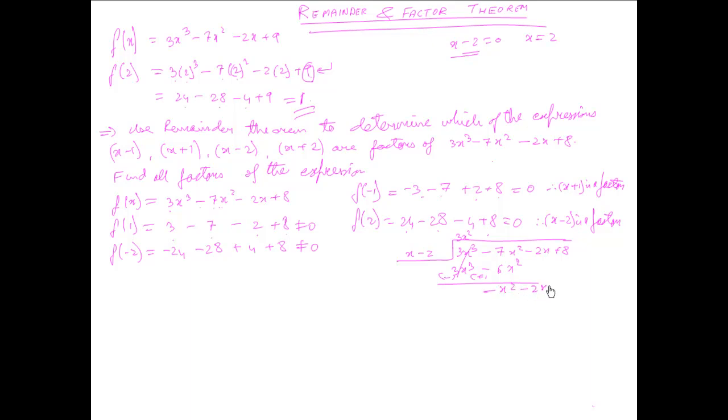Minus x squared minus 2x, that's minus x to give us minus x squared plus 2x. Change signs, so it will cancel off to give us minus 4x plus 8. It's negative 4 to give us minus 4x plus 8. Change both signs to give us 0.